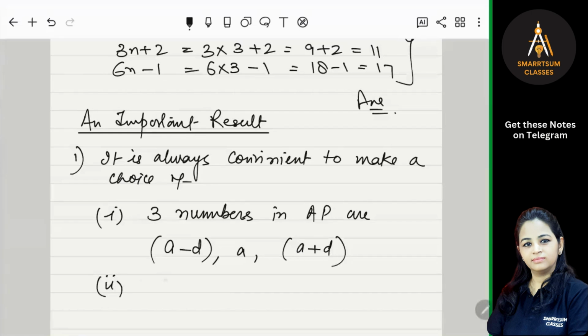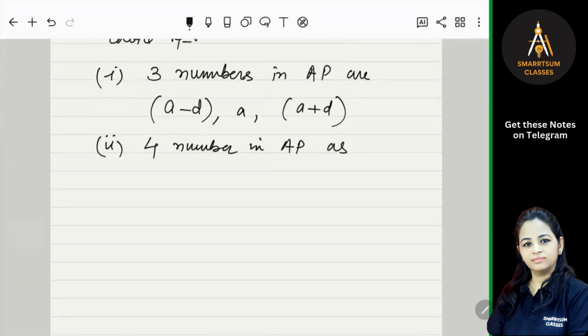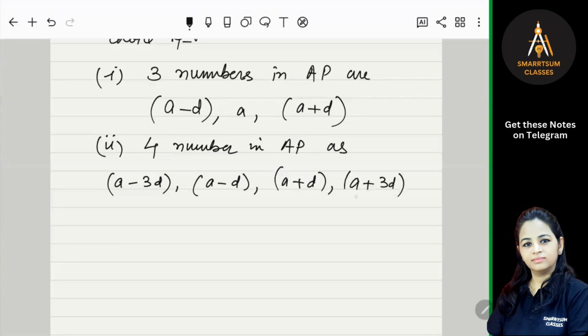The second thing, 4 numbers. If you want to choose 4 numbers in AP, right? Then there should be a minus 3d, a minus d, a plus d, and a plus 3d, right? So if you want to choose 4 numbers in the AP, always choose these numbers: a minus 3d, a minus d, a plus d, and a plus 3d.